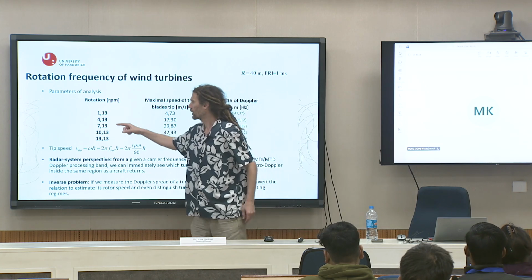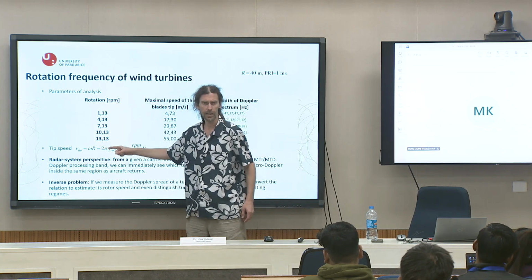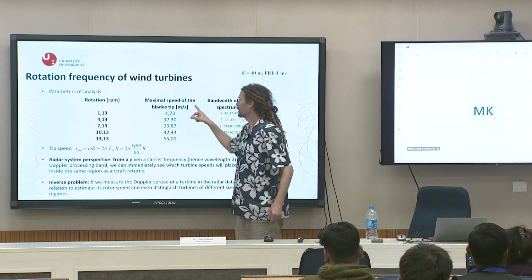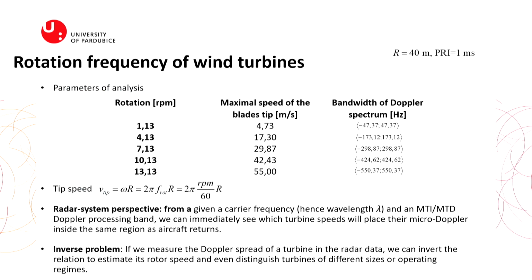So my rotation speed is 1 RPM, 4, 7, 10, 13, 15. You can put any value. What is the maximum speed of the blade tips? Meters per second: 4, 17, 50, up to 55, and so on. And I added today that this was for a PRI of 1 millisecond and a blade length of only 40 meters. It is just an example. Of course, you can put any value. And this is the bandwidth of the Doppler spectrum that is expected, from minus 350 to 50, and so on.